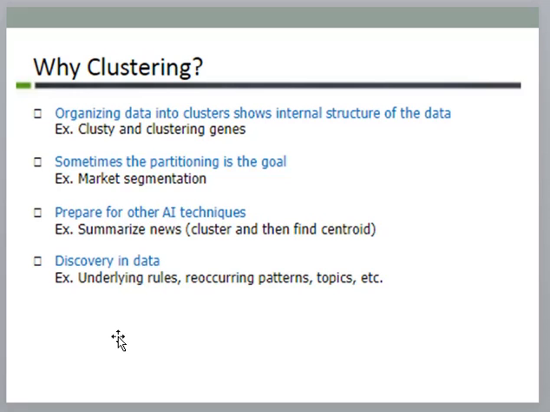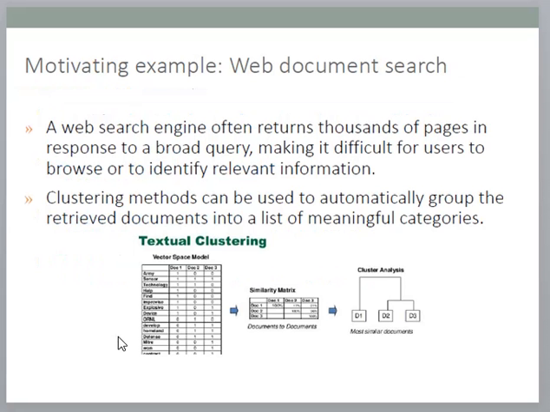Another important application for clustering is to prepare for other AI techniques, right? So if we want to apply different techniques related to artificial intelligence, then sometimes we perform clustering as a pre-processing algorithm, and this can be used in order to summarize news or maybe some other objects. Another useful application is when we have different data and want to understand the underlying concepts or patterns of the data, then we use clustering for this task.